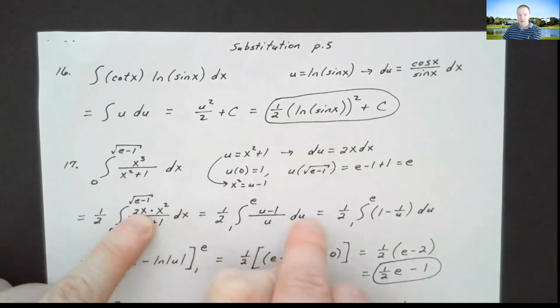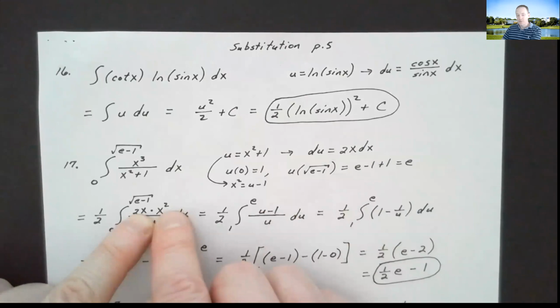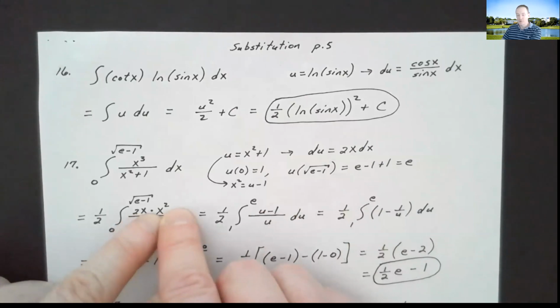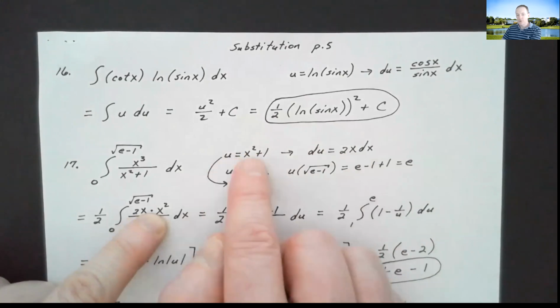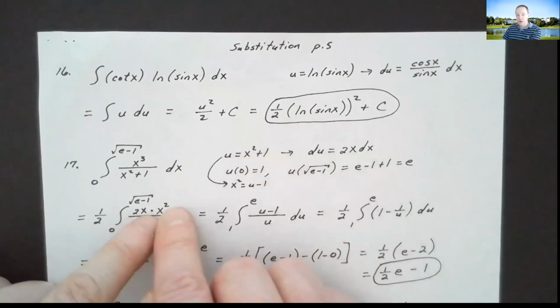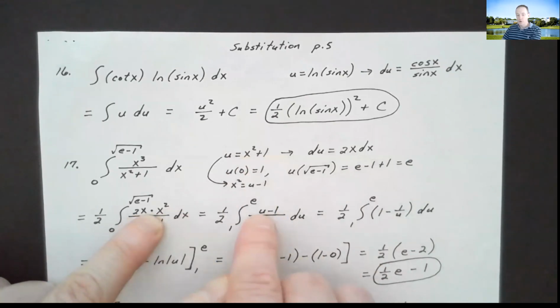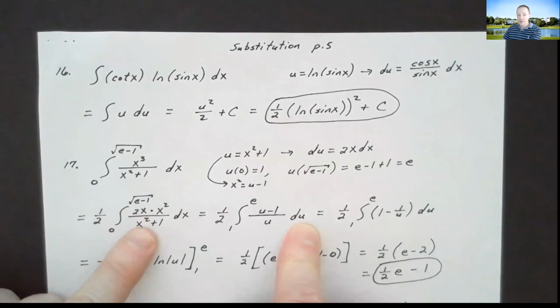From this step to this step, that 2x dx is going to become the du. So I also had to concern myself with, well, what's that x squared going to become? That's what I did right here. I said, well, if u is equal to x squared plus 1, then x squared is equal to u minus 1. So that x squared here, I'm replacing with a u minus 1 in the numerator. The 2x dx becomes the du. Of course, my denominator, x squared plus 1, just becomes u.